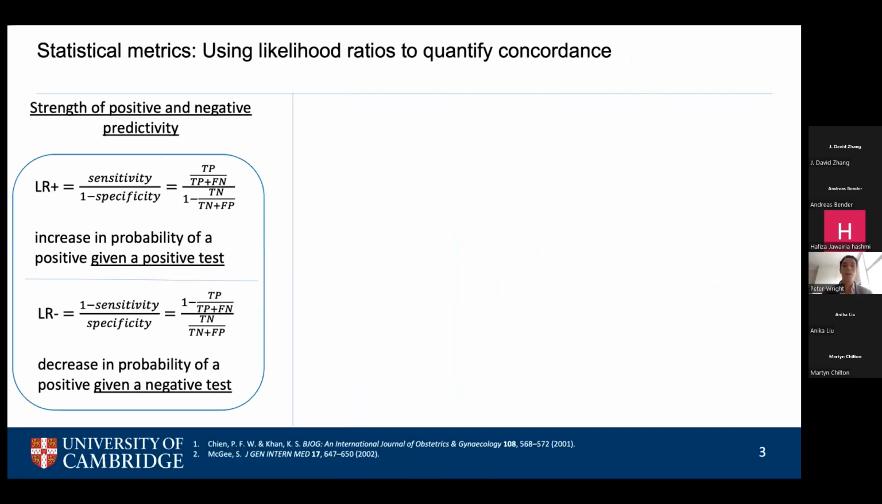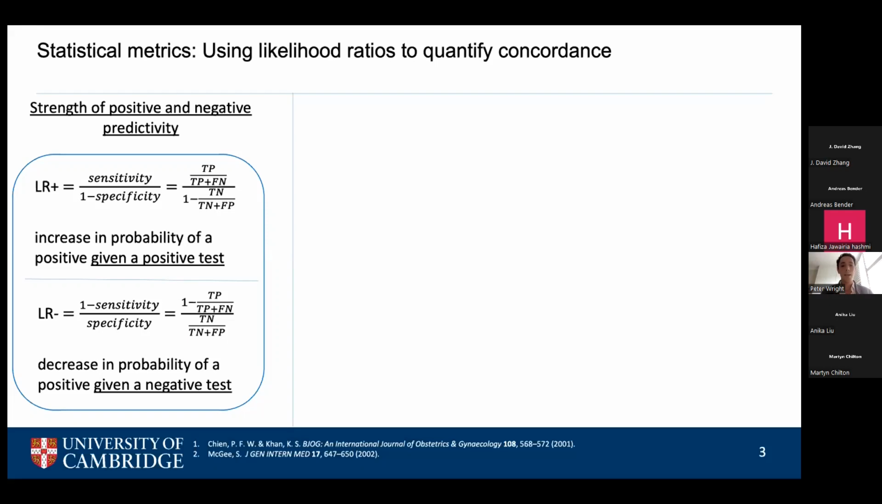Briefly, I'm just going to talk about likelihood ratios, which are a statistical method of quantifying concordance. There are two likelihood ratios that quantify two sides of the coin. One is the predictivity of toxicity in one species for toxicity in another species, which is quantified using the likelihood ratio plus. On the flip side, there's the likelihood ratio minus, which quantifies the predictivity of absence of toxicity in one species for absence in the other species. Both are important, as we want to avoid both false positives and false negatives.